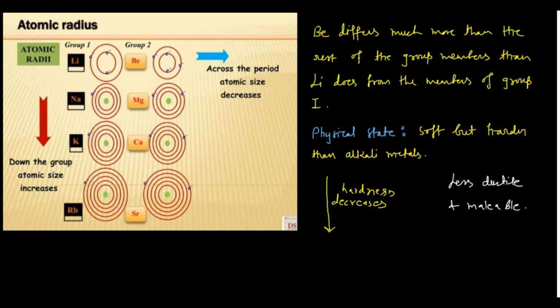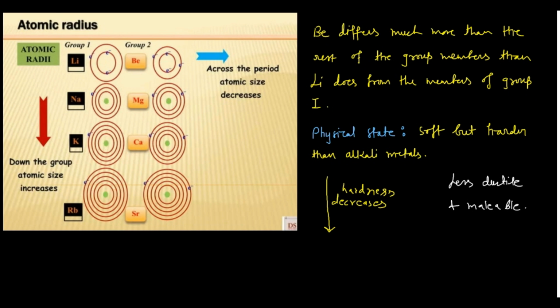And if you compare the size, you know down the group size increases. So definitely down the group size increases for the alkali metals as well as for the alkaline earth metals. That's why you can see here this circle is smaller, this circle is quite bigger, this is another relatively bigger, and this is the biggest one. This shows the increase in size. Now if you move across the period, size decreases, which I have written here, and down the group size increases. That means they should have a smaller size when compared to your alkali metals, of course.